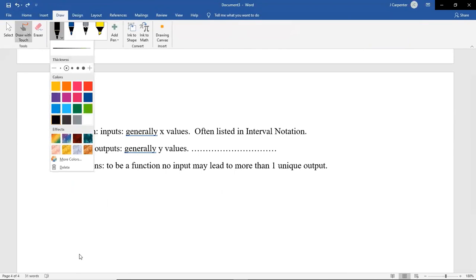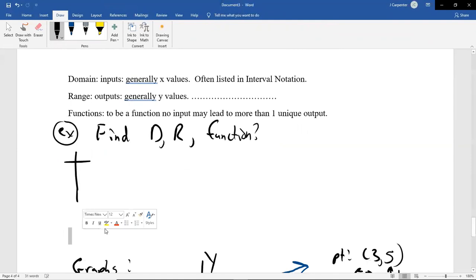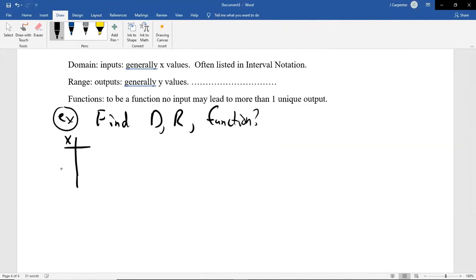So I said often listed in interval notation, not always. Let's just say for this example, find the domain, the range, and if it's a function. I'm going to do this just as a table of values. This is kind of a unique problem, something that we will not typically do in this course. So let's say we had x values of 0, 1, and 2, and then y values of 4, 9, and negative 6. And then another point, 0 and 4.